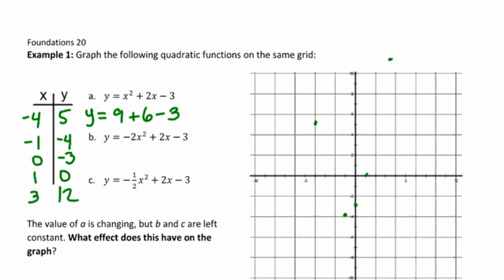So you can see the shape. We know it's going to look like a parabola. So even though we don't have all the points, we can still connect those points. And it's continuous going up forever. So add those arrows onto the end of your rays.